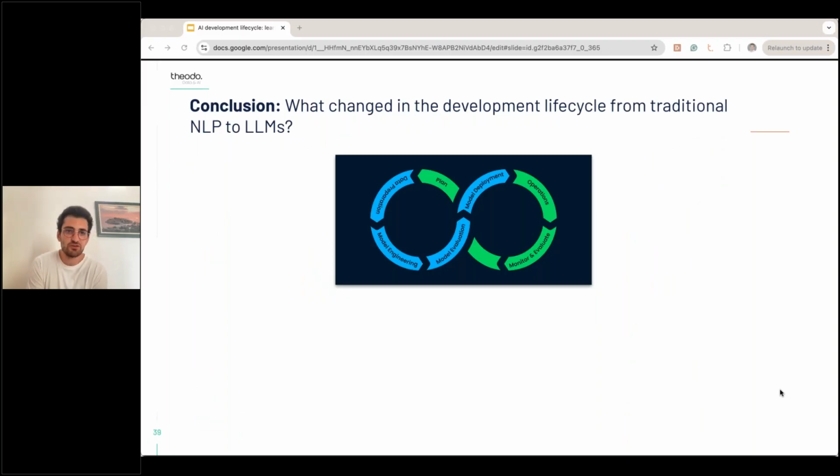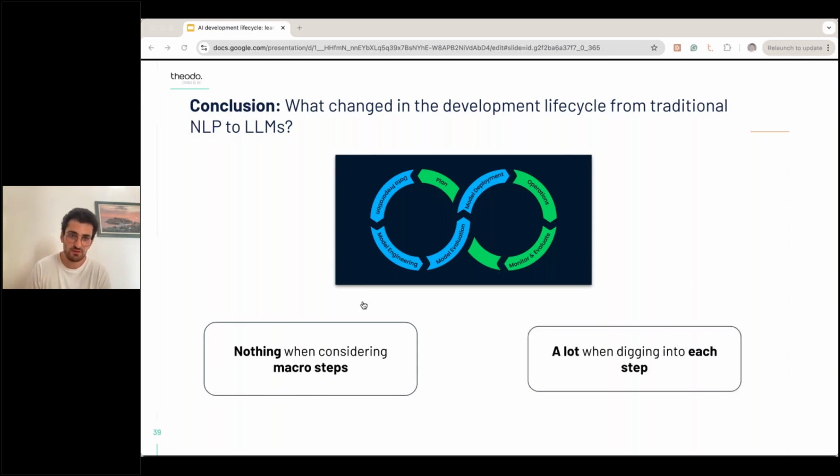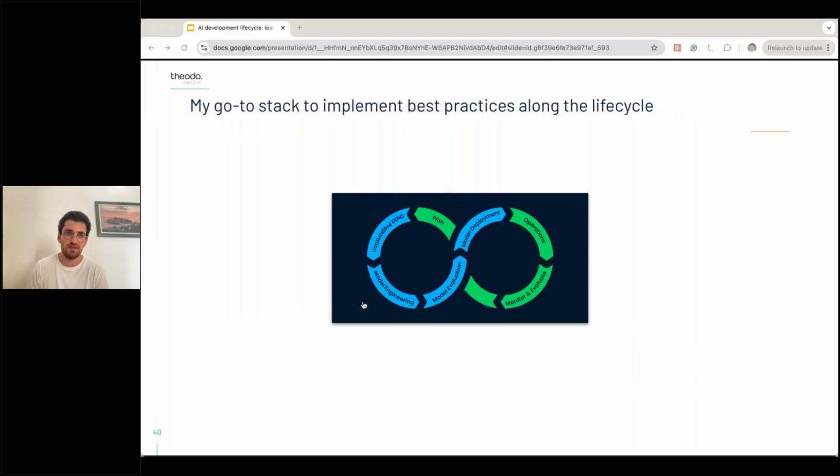So what changed in the development lifecycle from traditional NLP to LLMs? Nothing when considering the macro steps, a lot when digging into each step. And to finish, this is my go-to stack to implement these best practices along the life cycle.